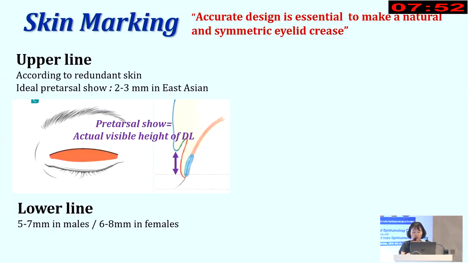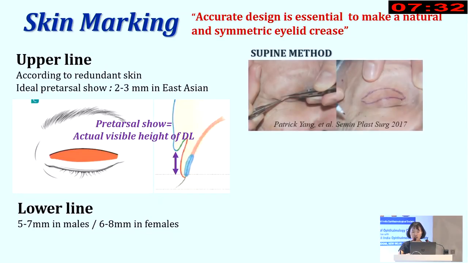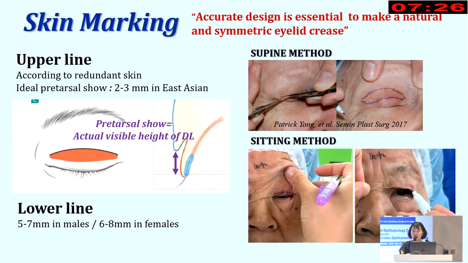measured according to the redundant skin, and we should keep in mind that the pre-tarsal show is the actual visible height of the double eyelid. The ideal pre-tarsal show may vary by race, but it is 2 or 3 millimeters in East Asians. The amount of skin excision can be measured by either the supine method or the sitting method. I use both, but I prefer the sitting method when the patient has very severe dermatochalasis like this, or has any brow problem.